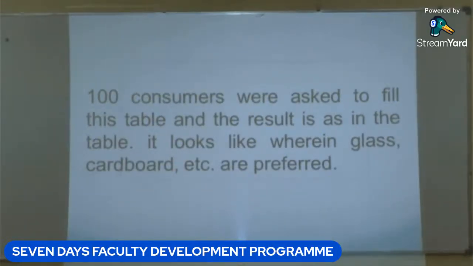So that is related to how we should assign and make a table. Now let us assume that there are 100 consumers. We have selected 100 consumers related to their preference on whether the soft drinks should be filled in a glass or in plastic material or so on.